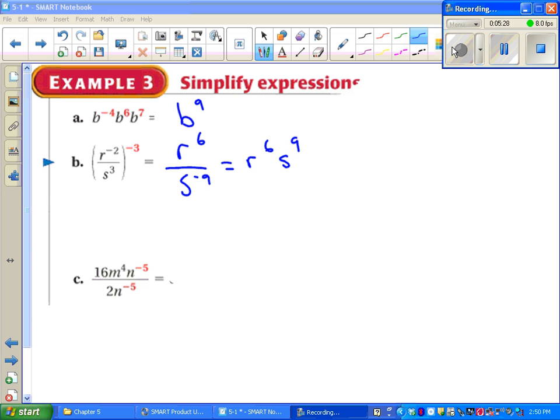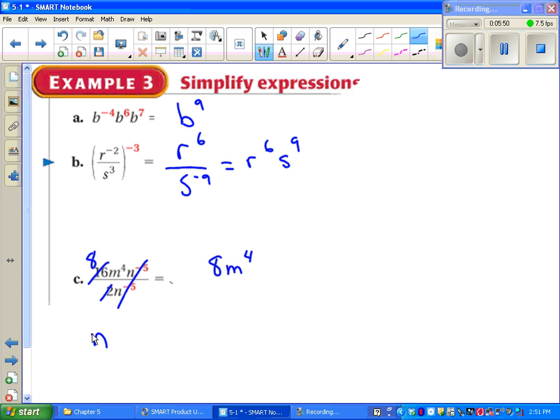If you notice, I did not leave a -9 as my exponent. That's not considered simplified. I noticed that the 16 and the 2 canceled out to make 8, and the n to the -5ths canceled out. You could have used the property of exponents and said n to the -5 minus -5. Minus and minus makes a plus. We get n to the 0. Anything to the 0 power equals 1. So either way, they would have gone away.